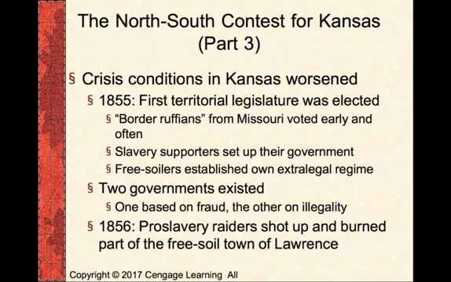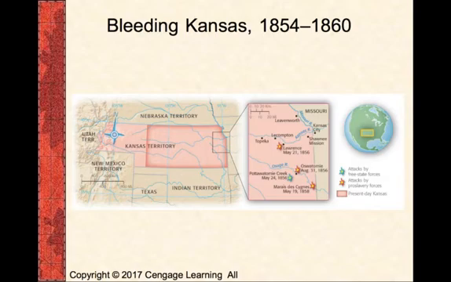In 1856, the pro-slavery raiders shot up and burned part of the free soil town of Lawrence, Kansas. Here's a map right here. This is how close Missouri is to Kansas. You've got Kansas City right here on the Missouri side of the border. Southerners or slaveholder ruffians would rush over into Kansas and vote fraudulently in the elections, and they set up their own government here at Shawnee Mission. And then here are some other battles that happened in the whole time period of Bleeding Kansas.